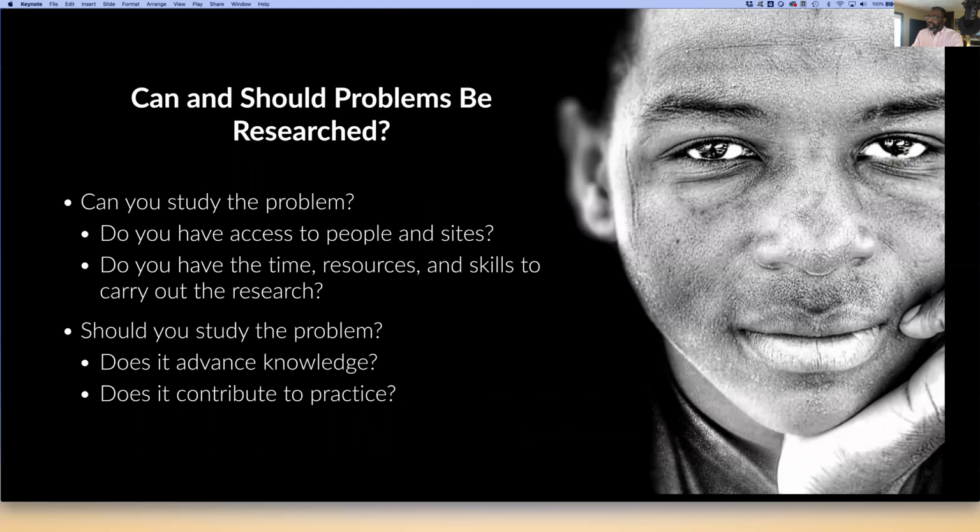Can and should problems be researched? Can you study the problem? Do you have access to the people and sites? You know, I'd love to figure out if there's life on Mars, but do I have readily access to Mars? Do you have the time, resources, and skills to carry out the research?